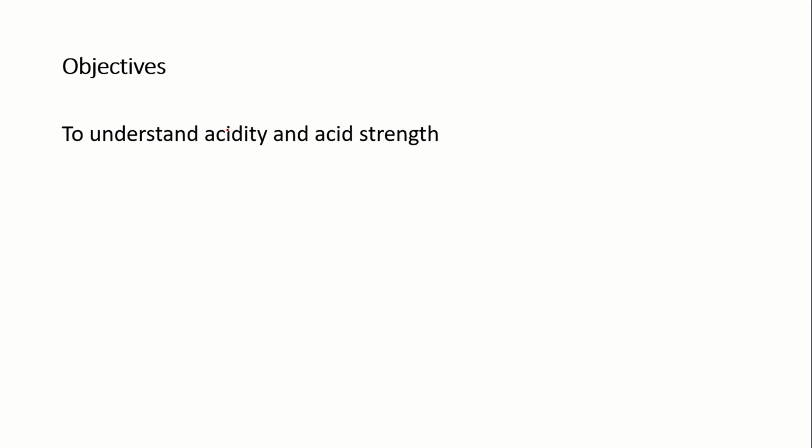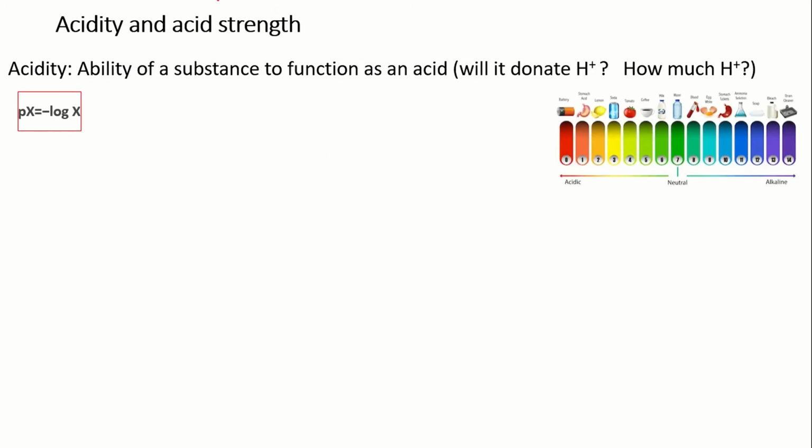The objective of this video is to understand the differences between acidity and acid strength. Acidity means the ability of a substance to function as an acid. According to Bronsted and Lowry acid-base theory, an acid is a species that will donate protons or H pluses. So acidity simply reflects whether a substance can donate these H pluses or not.